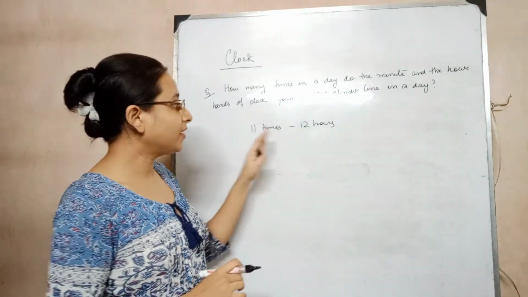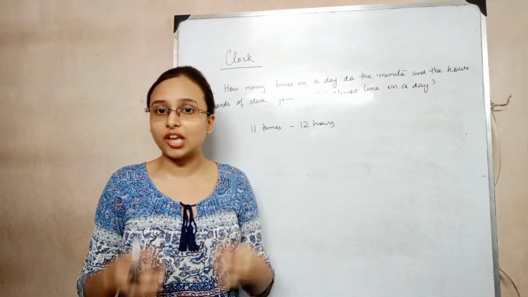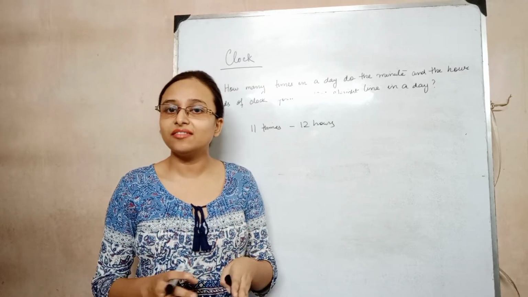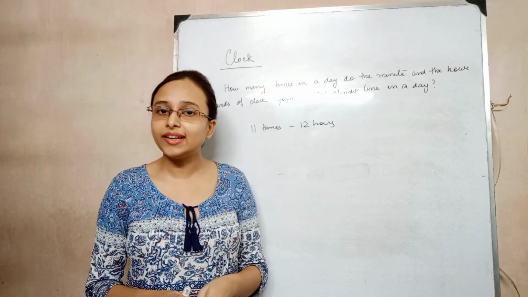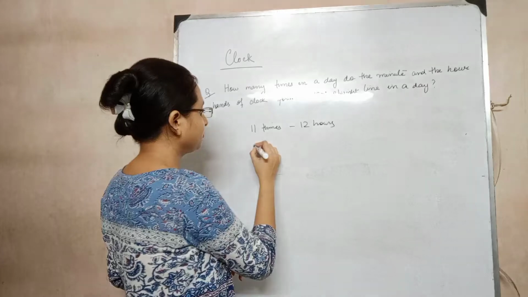Okay, 11 times in 12 hours. And hence, now if you generalize it for 24 hours, the hands make 22 consecutive lines in 180 degrees of 180 degrees in 24 hours.